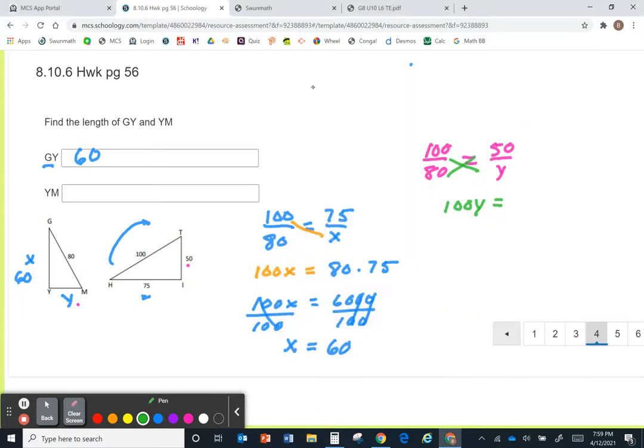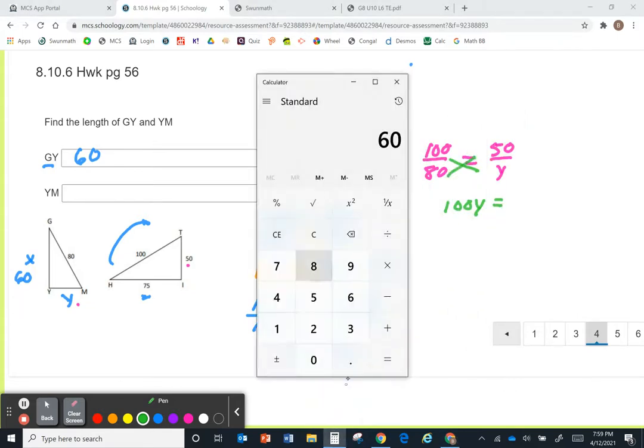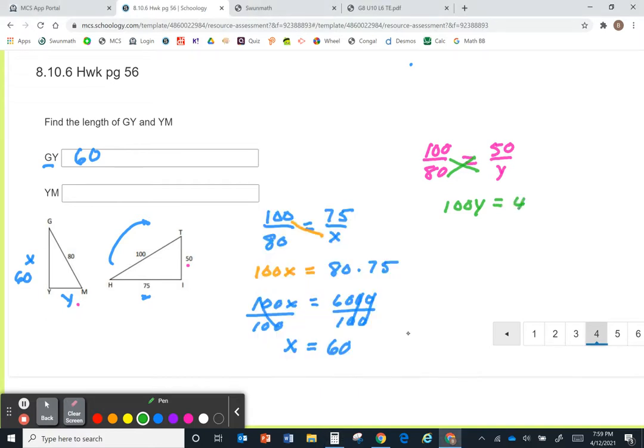See, I'm going to do this one, right? Okay, 80 times 50, 4,000. And then divide both sides by 100, say. Y equals 40 over 1. Y is 40. All right. Okay. That's how you do it. 60 and 40. I got it right. I did these ahead of time, just to make sure when I go do them, they don't mess up. We got it right.